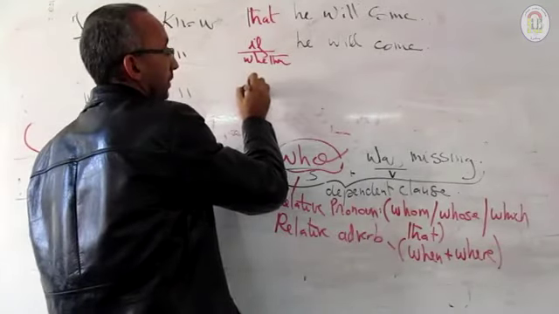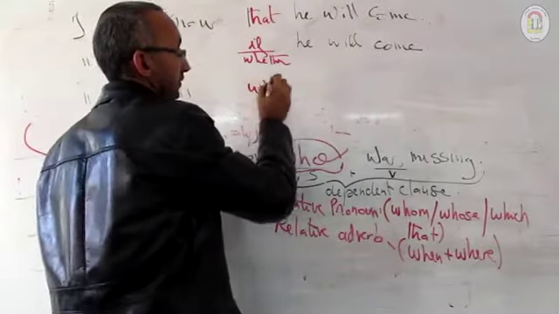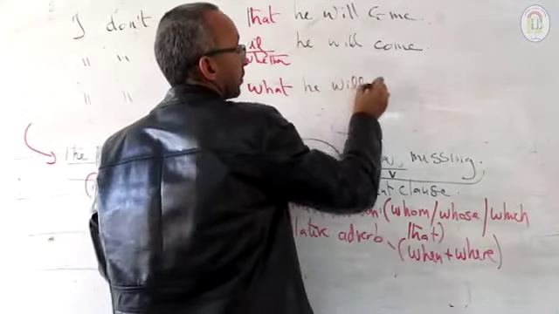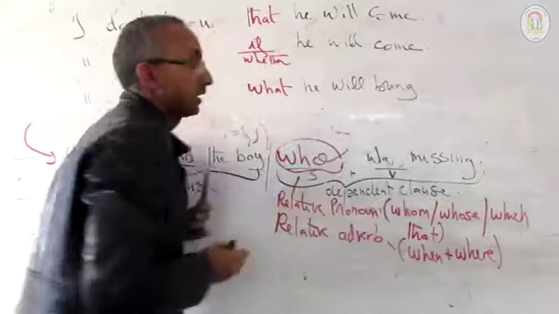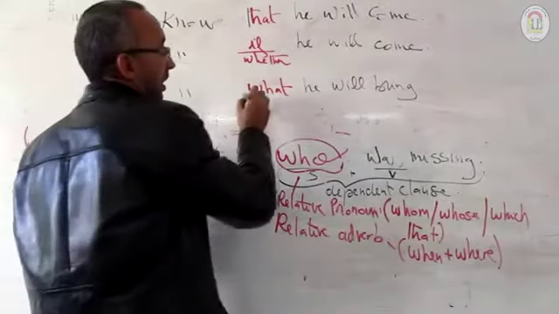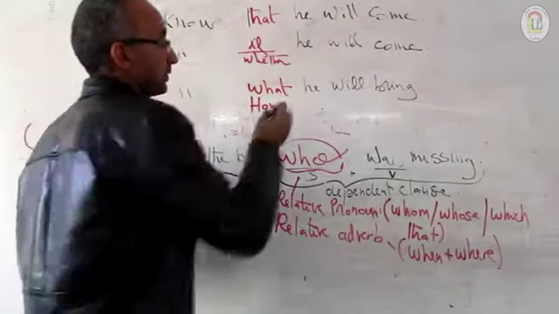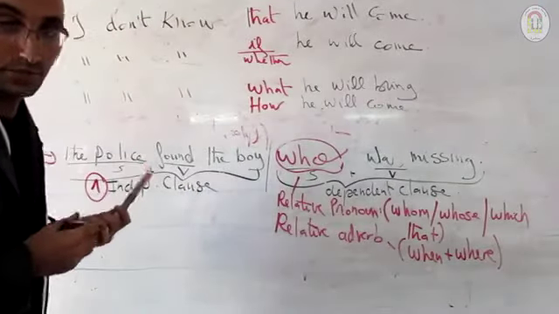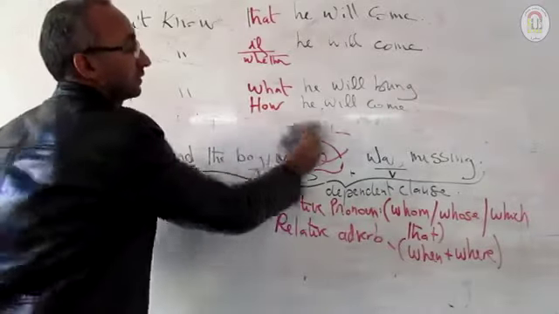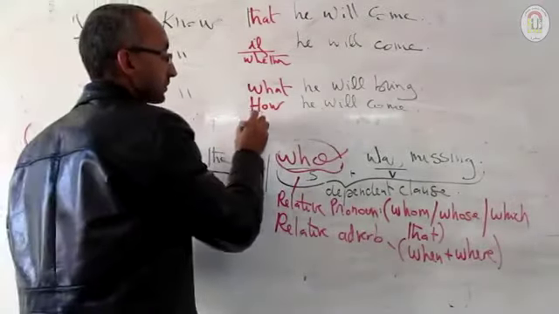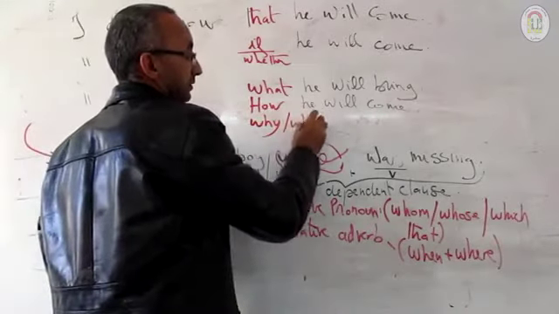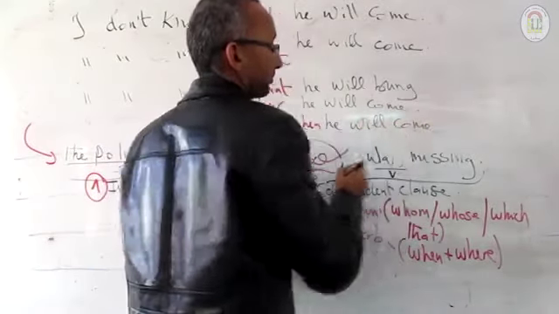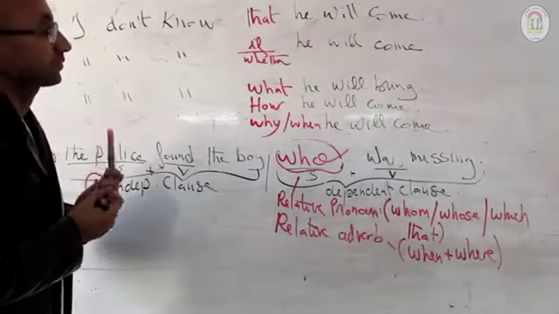Or also I can say, I don't know, for example, what he will bring, or how he will come, or why, or even when he will come. He will come. Now look at this first example.